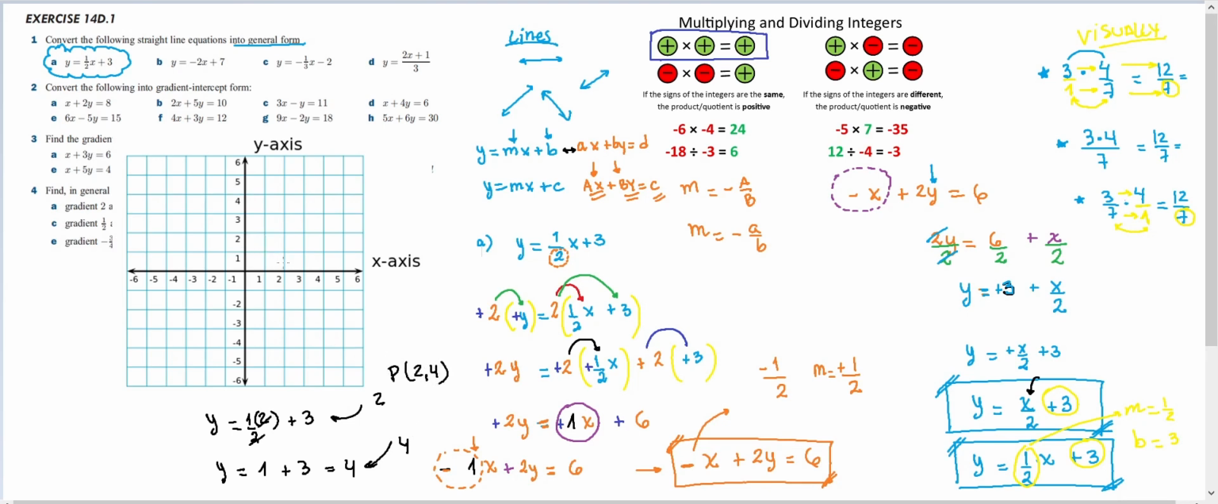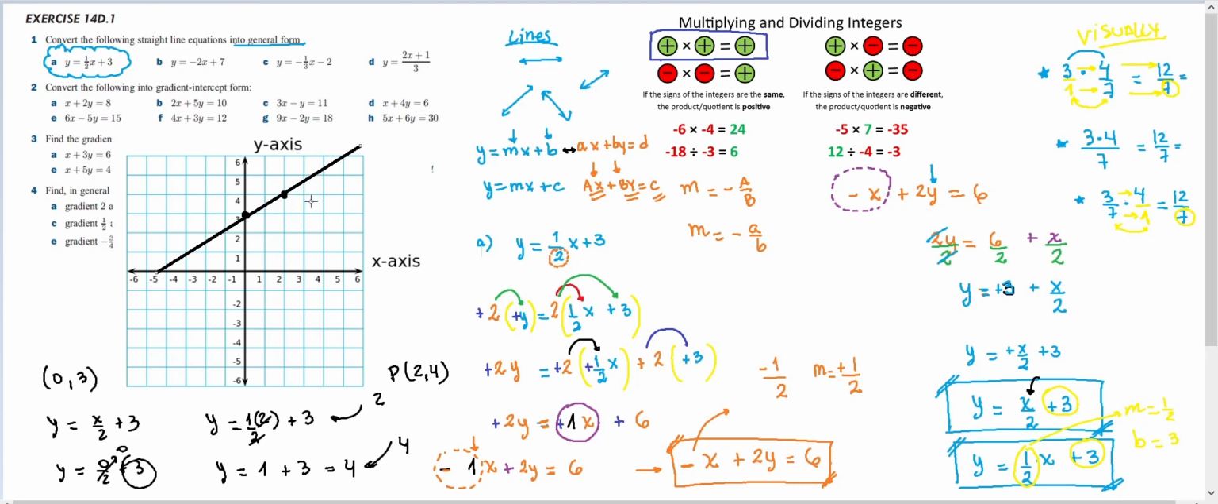How do we plot it here? 2 and 4. That is one of your points. What happens when you plug a 0 there? y equals x over 2 plus 3. y equals 0 over 2 plus 3. What do you get? This is 0, so you only get a positive 3. When you plug a 0 in x, you get a number 3. There. If you match these 2 points, you are going to have your line. You can draw your line.